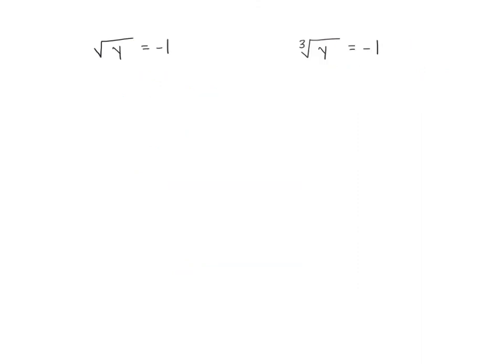So in this final example, I want to show you two problems that are similar. The difference is that one is a square root and one is a cube root. So the first one says the square root of y is equal to -1. So remember, we talked about how we can't put something under a radical, like -1, and take the square root because it is not a real number.